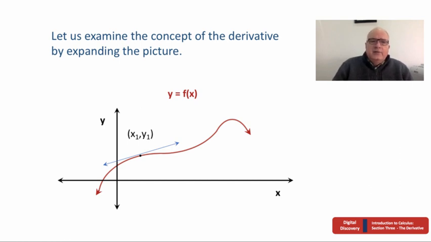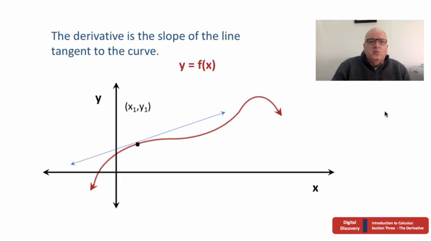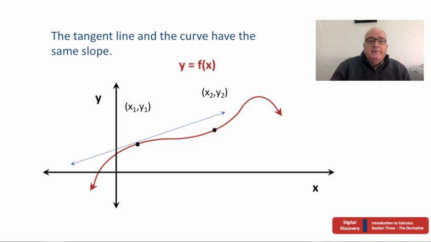Now let us examine the concept of derivative by taking this picture and by making it a little bit larger so that we can work with it easier. The derivative is the slope of the line tangent to the curve. So the derivative is the slope of the curve, but the slope of the curve at that point is the same as the slope of the line tangent to the curve. So we say the derivative is the slope of the line tangent to the curve at a given point.